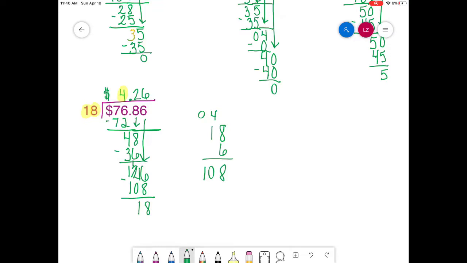Remember, after you subtract, it has to be less than the divisor. Is it less than the divisor? It's not. What does that mean? That means that this 6 that we put in right here isn't enough. If we have 18 left over, that means we can fit one more 18 in there. So now we gotta back it up. Okay, we gotta take this. We have to erase this because this was based on 6.